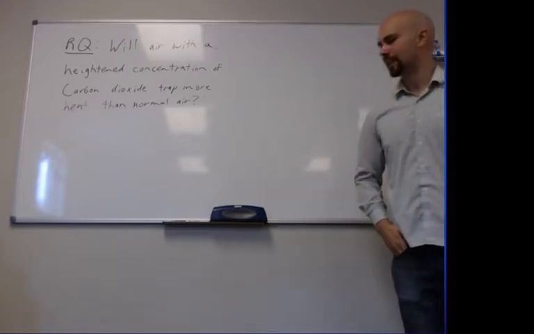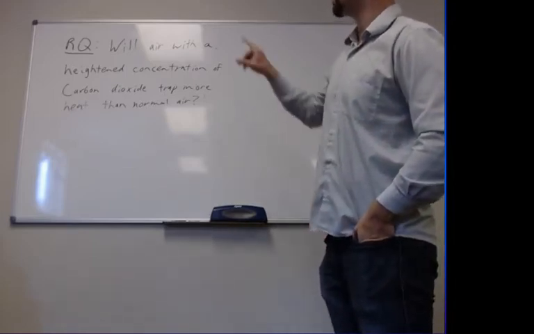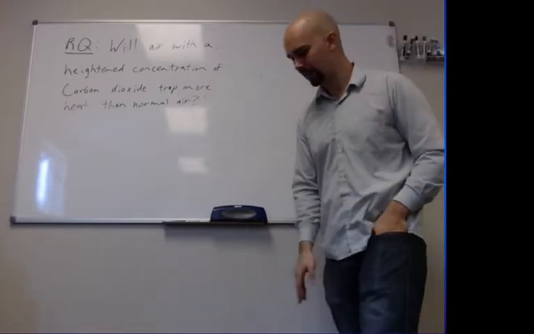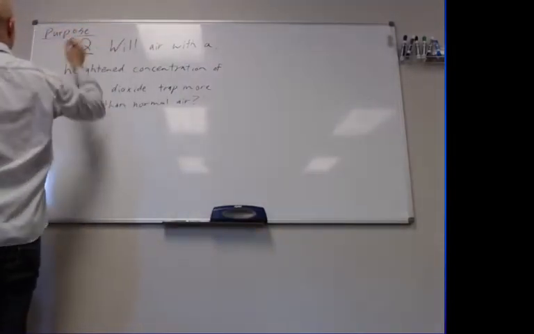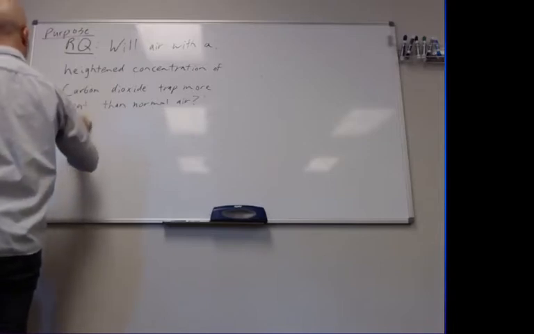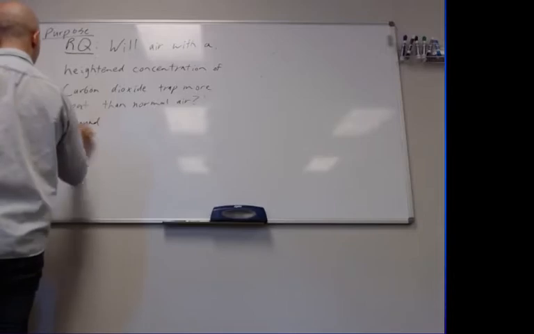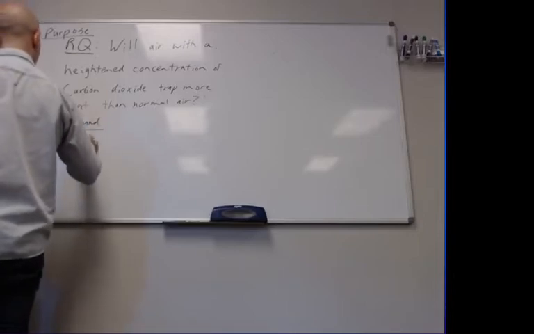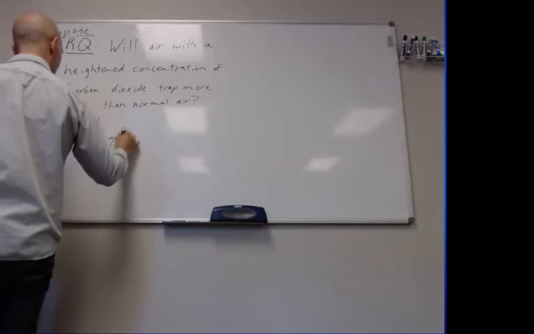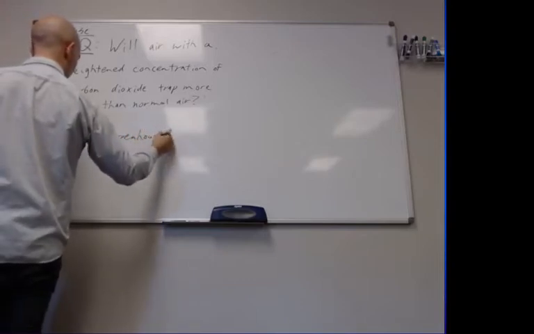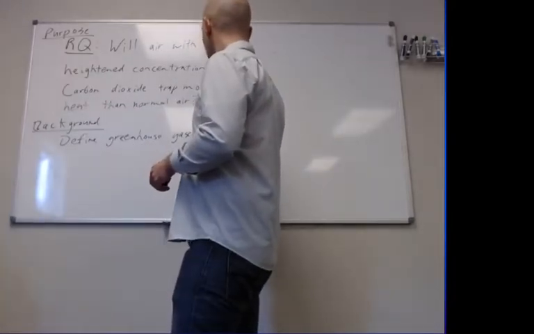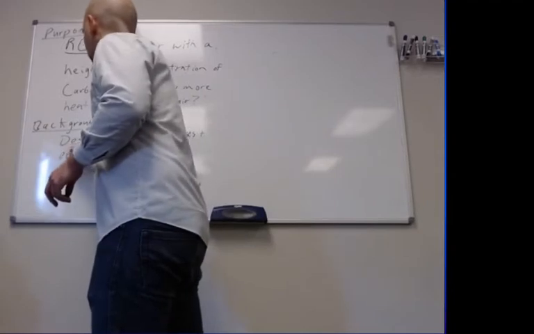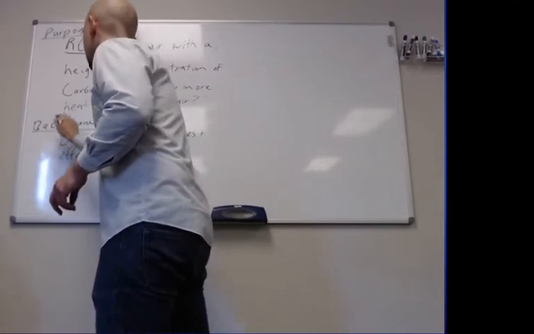And before we go any farther, let's just make a hypothesis. So we did our research question, and what part of the experiment do we put that under? How do we label that one? Background? Not background. Purpose? First part is the purpose. So purpose with the research question. Then we do the background, which if we were doing a lab report, we would define greenhouse gases and the greenhouse effect. That's what I would define. And then we need a hypothesis.